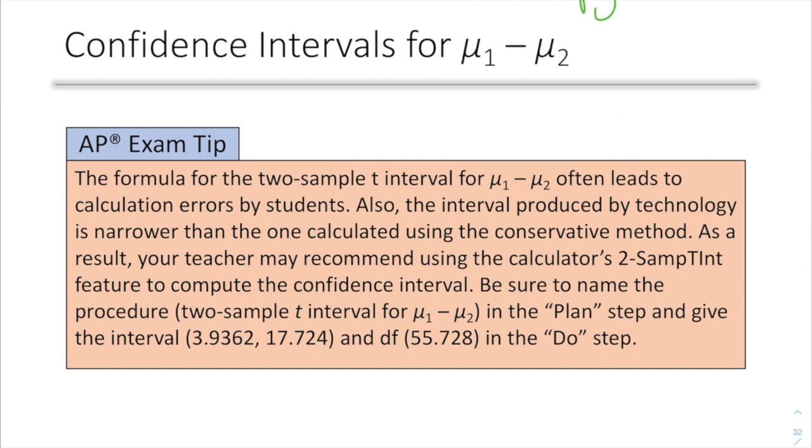So, the formula for a two-sample t-interval often leads to calculation errors by students. Also, the interval produced by technology is narrower. Something to remember here: the interval produced by technology is narrower, but that's because of the degrees of freedom situation. Okay? So, if you're using your calculator, be sure that you write down the name of the test, the interval that you get from your calculator, and the degrees of freedom. The degrees of freedom is going to be an obvious key as to which way you did your problem.